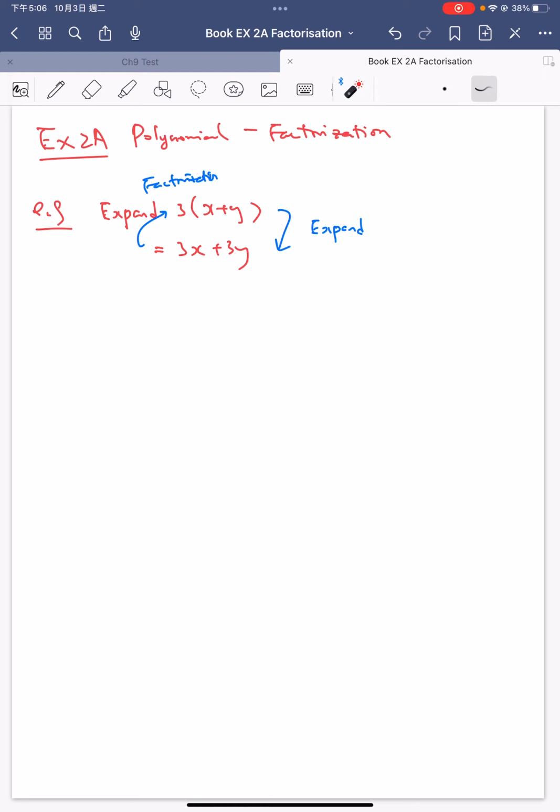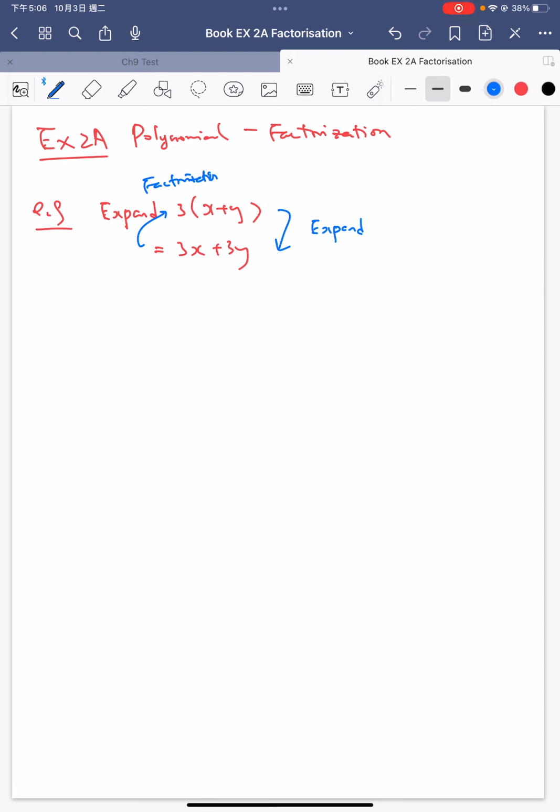Expansion means that we don't want this bracket, and our answer has no bracket. Factorization is the reverse process, where we want to find out something common and then give them a bracket here.